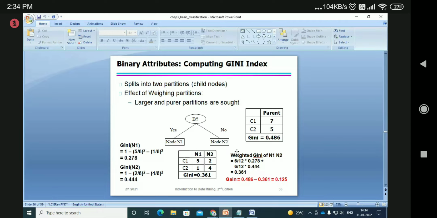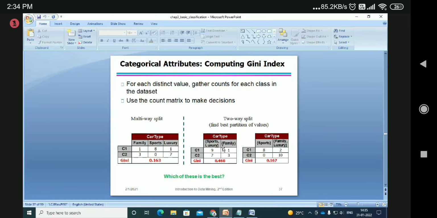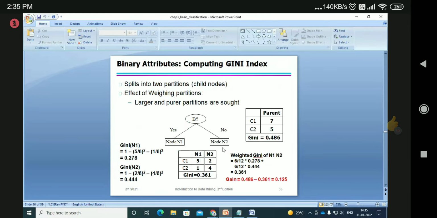Is it okay? Have you understood this? Yes, can someone respond? Does anyone have any doubt? Don't keep mum, you have to apply it to the data set that I will share here.